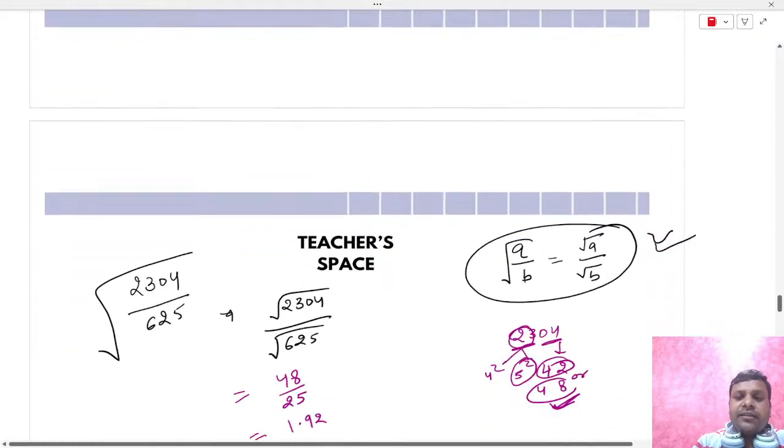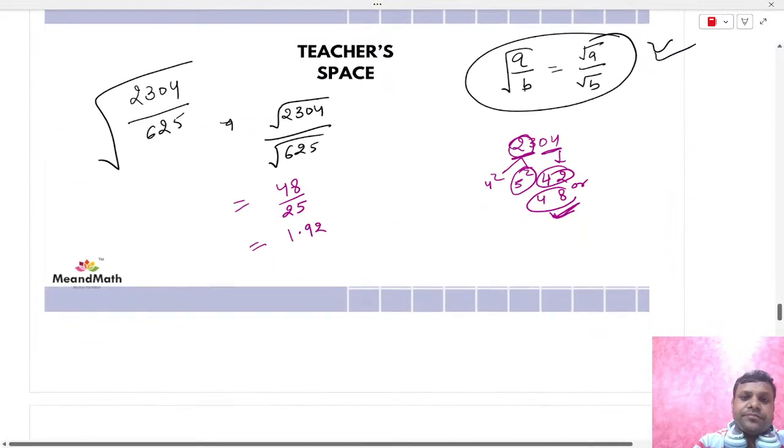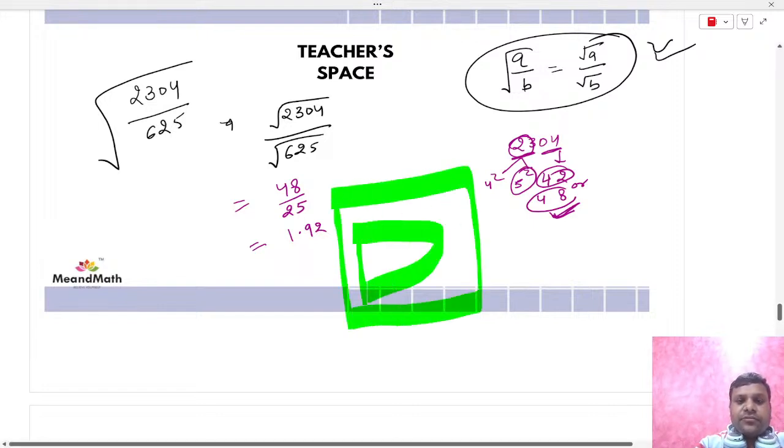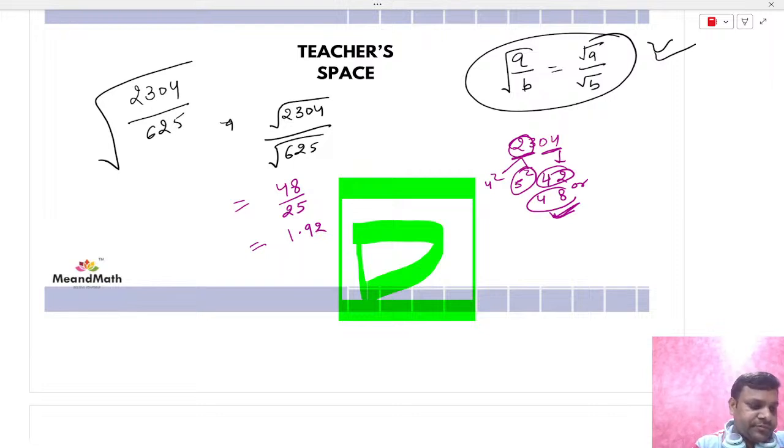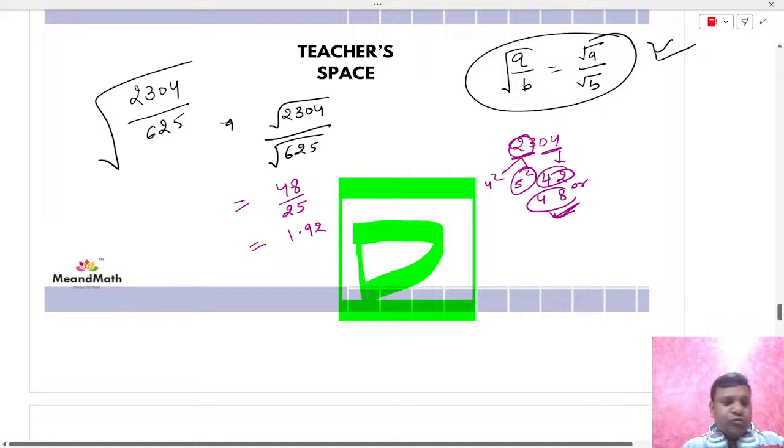Okay, so I write the D option here. D. Is the question clear? Is everything clear? Now move to the next question.